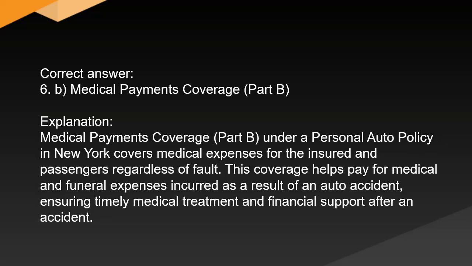Correct answer. B. Medical payments coverage, Part B. Explanation. Medical payments coverage, Part B, under a personal auto policy in New York covers medical expenses for the insured and passengers regardless of fault. This coverage helps pay for medical and funeral expenses incurred as a result of an auto accident, ensuring timely medical treatment and financial support after an accident.